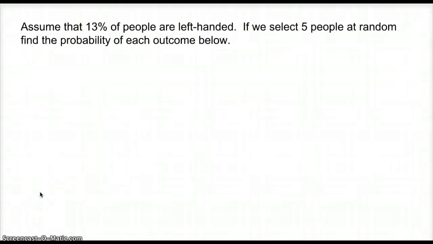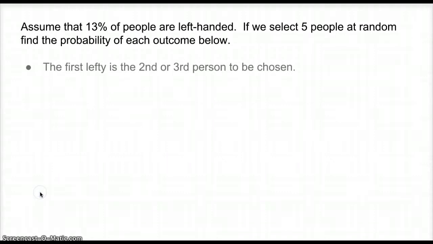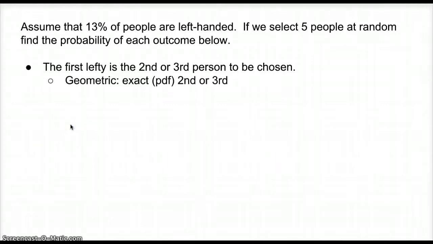All right, same problem again, another probability issue. This one's asking you the first lefty is the 2nd or 3rd person to be chosen. So what you should see is that it's geometric because it's exactly the 2nd or exactly the 3rd. But what's different about it is it has this or right here. And remember, or means that we're going to have to add. So we're going to have to find 2 geometric probabilities and add them together.